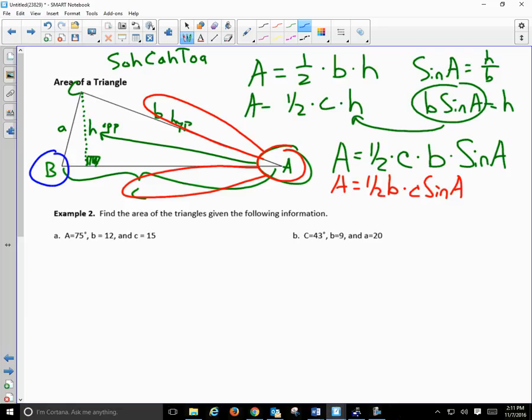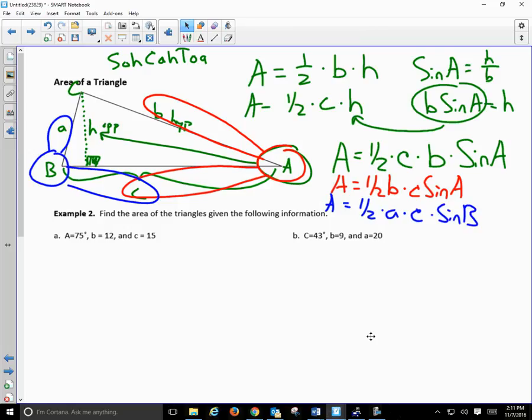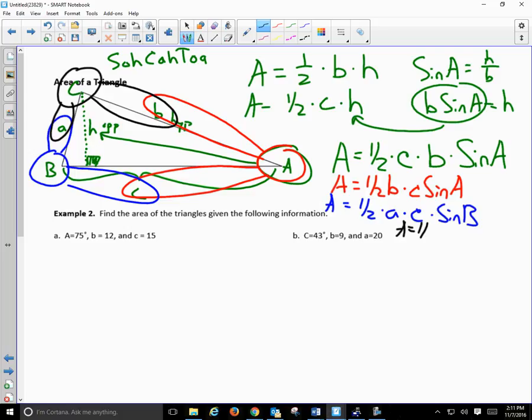If you chose to use angle B, you would then use side A and side C, and your area formula would be 1/2 times side A times side C times the sine of angle B. Suppose you chose to use angle C. Then you would use side A and side B, and you would have area is equal to 1/2 times A times B times the sine of angle C.